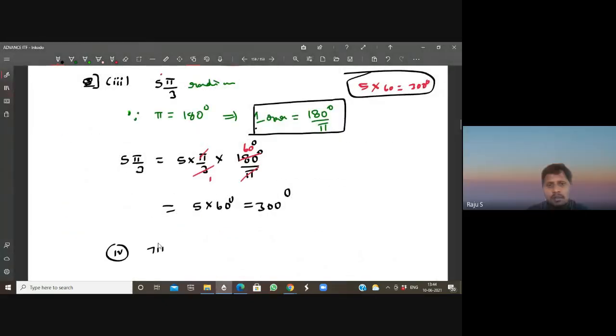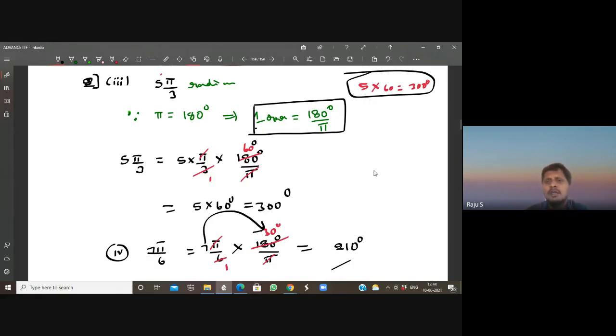210 degrees. 7 pi by 6. We are converting into degrees, so 180 degrees should be in the numerator, and pi gets cancelled. 6 ones are 6, 6 thirties... 30 degrees. So now, what is the remaining value? 7 into 30 is 210. So 7 pi by 6 is 210 degrees. Even we know that pi by 6 is nothing but 30 degrees, so it is 210.